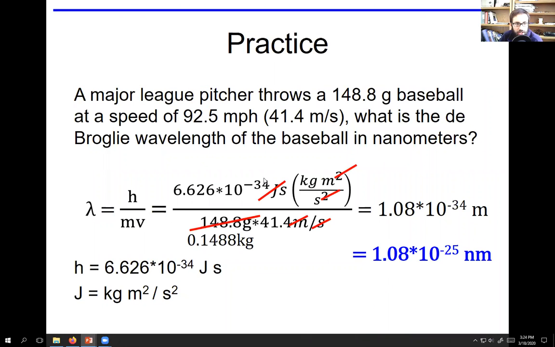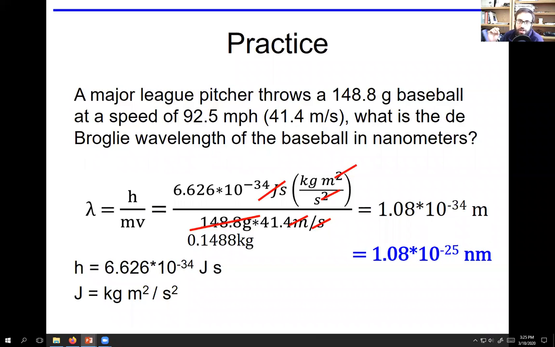So let's go through this problem here. This is looking at somebody throwing a baseball at a certain speed. And to be nice, I converted that speed in miles per hour to meters per second, which is what we're going to need. What is the de Broglie wavelength of the baseball in nanometers? All matter has a wavelength. That's a crazy thing, okay?